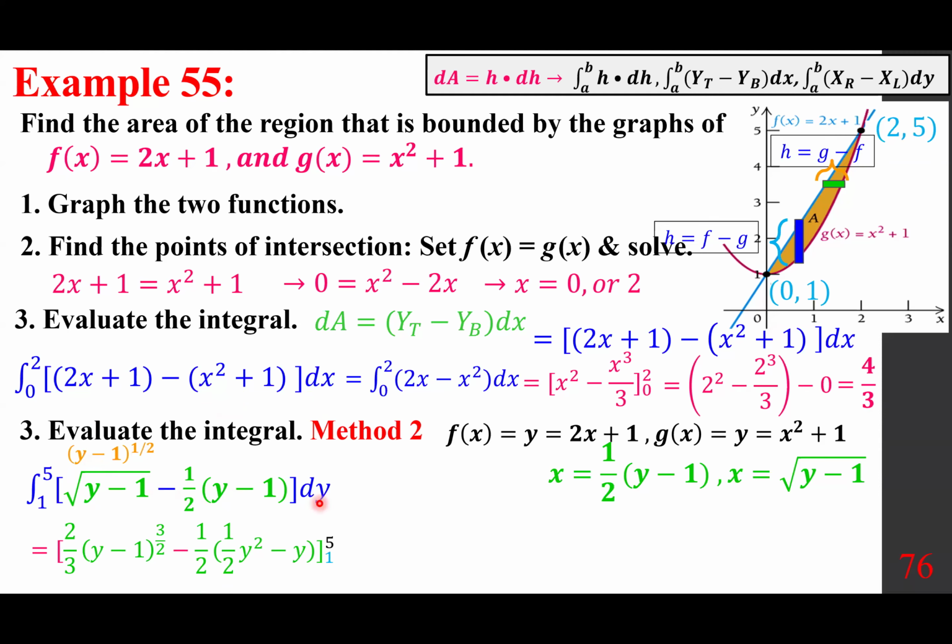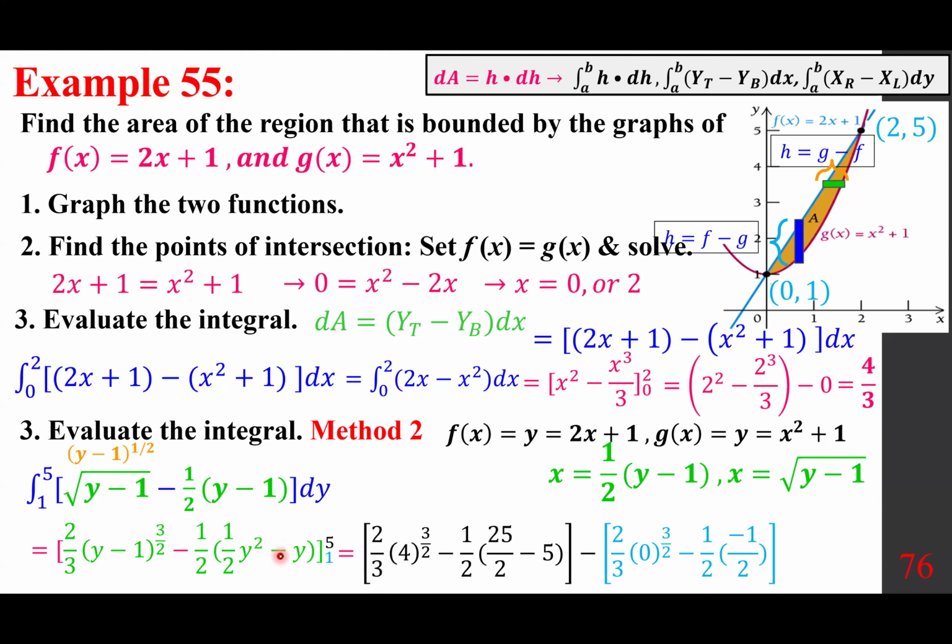Now, I'm going to highly recommend you guys do this. You make sure you can go from here to here. Okay, this is actually a good practice for you. And now we want to evaluate it from 1 to 5. So if I put a 5 here, 5 minus 1 is 4. If I put 5 here, 25 halves minus 5. And then I'm going to put 1 here. This becomes 0. And this becomes 1 half minus 1, which is negative 1 half. I want to quickly show you the evaluation.